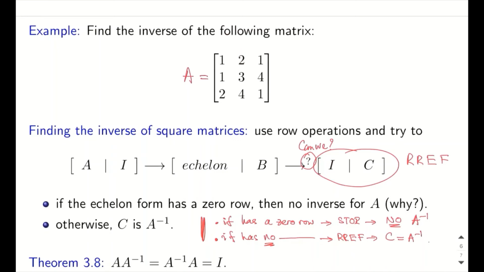In order to find the inverse of the matrix A, we are going to make a bigger matrix by putting the identity matrix to the right of this matrix, and then try to get to the row reduced echelon form. But wait a minute. In the middle, check if the echelon form has 0 rows or not. If you see some 0 row, stop right away. You don't need to waste your time to get to this part.